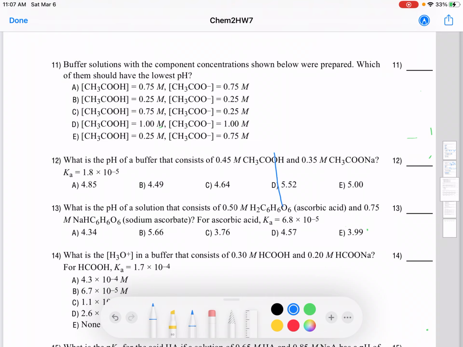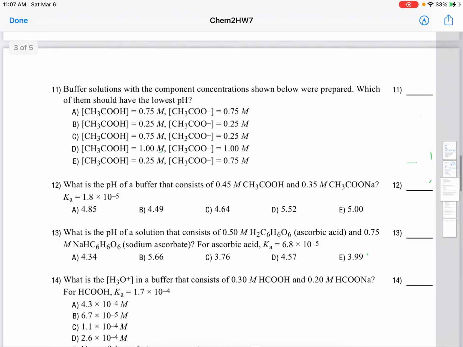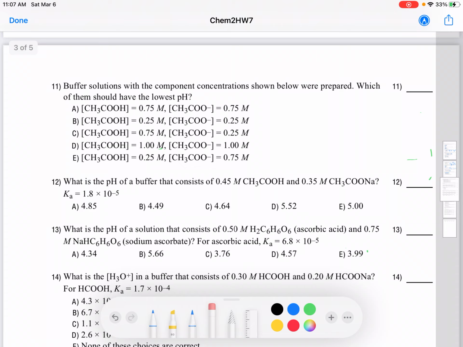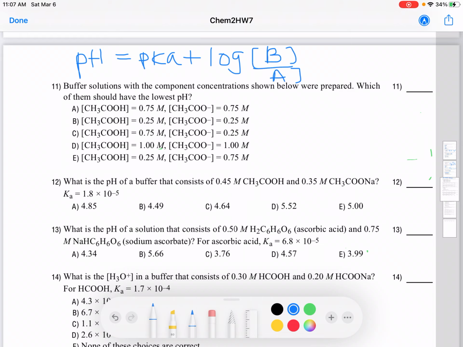So for this one, you're going to be using our Henderson-Hasselbalch equation. In fact, you're going to be using that a whole lot to answer these questions. Your Henderson-Hasselbalch equation is pH equals pKa plus log base component of the buffer over the acid component of the buffer. First, you're going to get the B over A ratio, and then you're going to take the log of that.